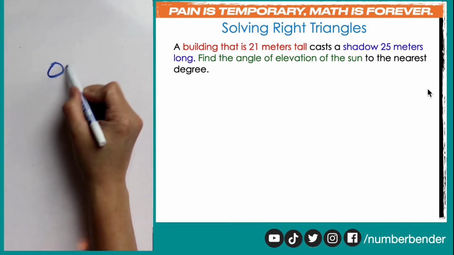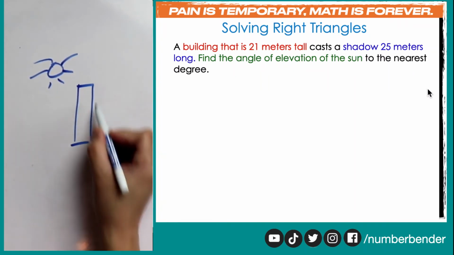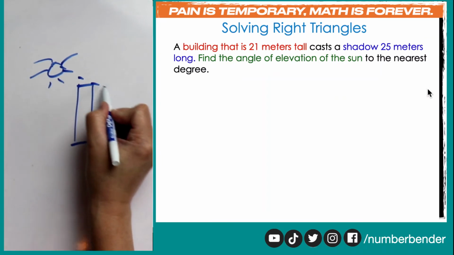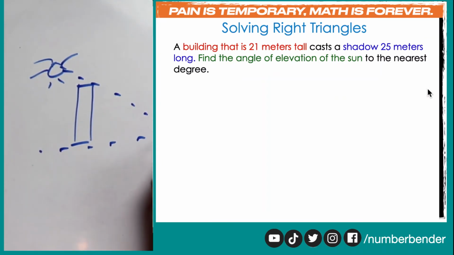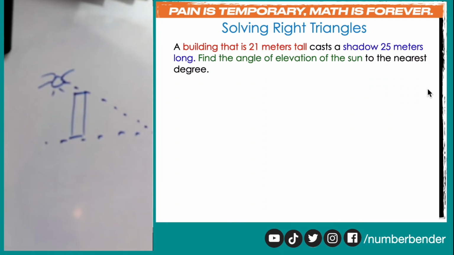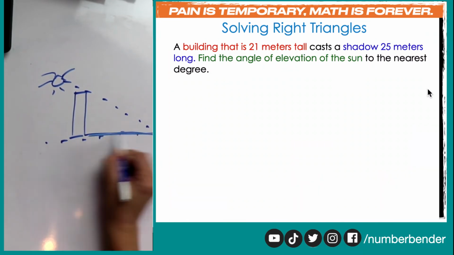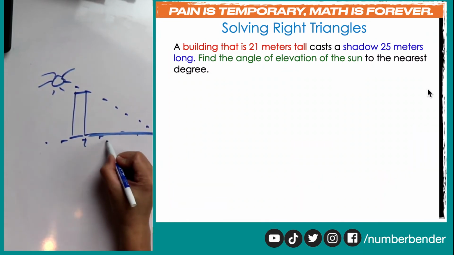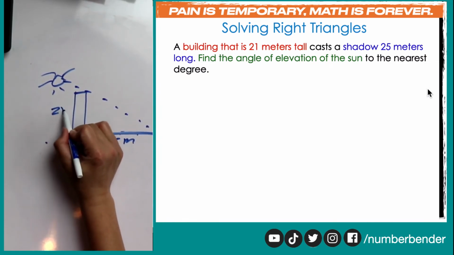So we know that we have the sun, and we know that we have a building, and this building cast a shadow, and this shadow that you're not seeing, let's see if I can make it bigger there so we can see my diagram. So there, better. So now that we have cast the shadow, and this is the shadow, and we know that the shadow cast was 25 meters, and the height of the building is 21 meters.